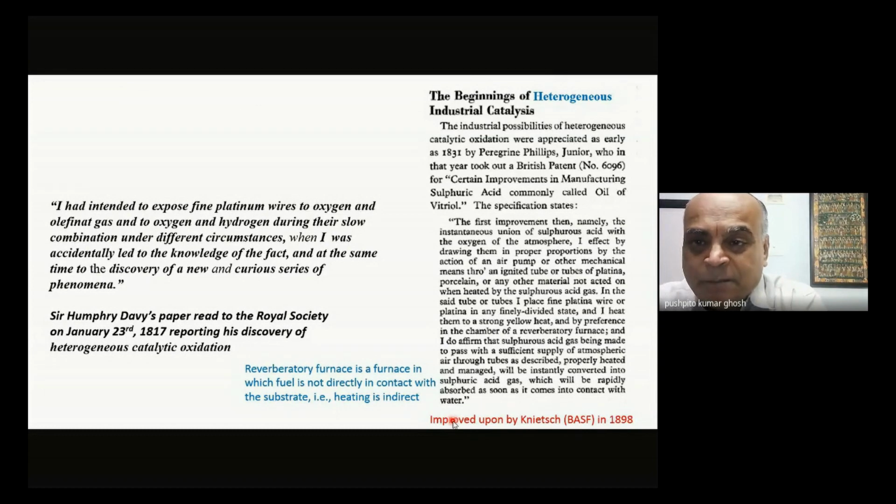In other words, Peregrine Phillips dispensed with NO2. Mind you, this is the contact process. When we ask, hey, what is the contact process? You'll say, hey, it's this and vanadium pentoxide. Vanadium pentoxide was just a replacement of the catalyst. That was not the original contact process. This is the original contact process. So if you ask who invented the contact process, it is Peregrine Phillips in 1831.